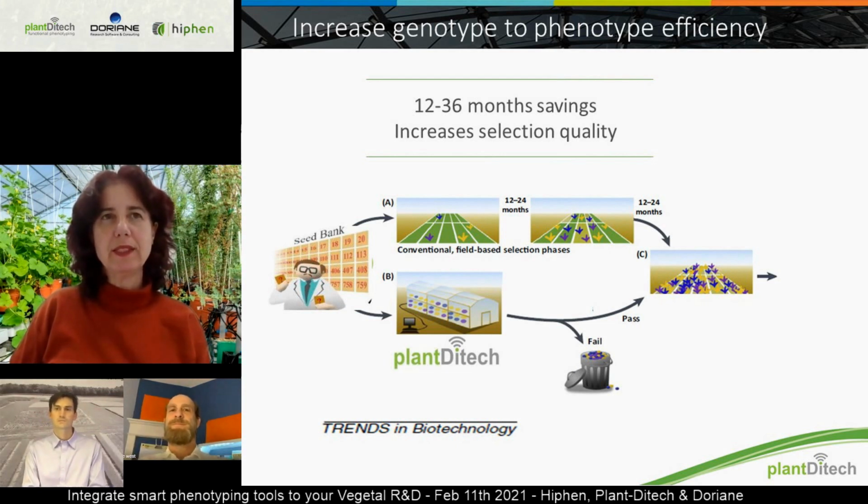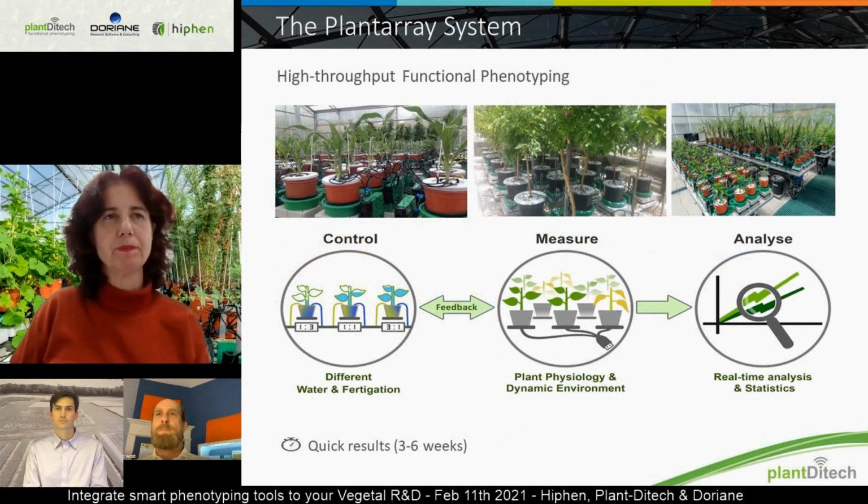With the plant Ditech system, the experiments are performed in a controlled environment, and experiments can efficiently be made in order to save time by 1 to up to 3 years and increase the quality of selection towards the next phase of field trials. Our system, which is called the plant array system, is automatically performing indoor pot experiments. Greenhouse pot experiments are very effective when you want to isolate the noise from the soil and other reasons and get clear-cut results. The system performs automatically 3 steps.